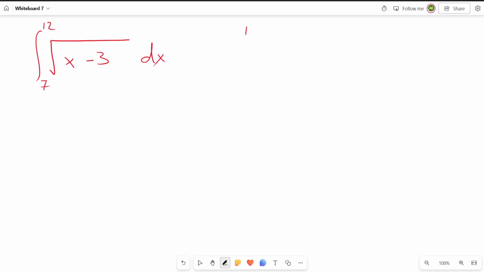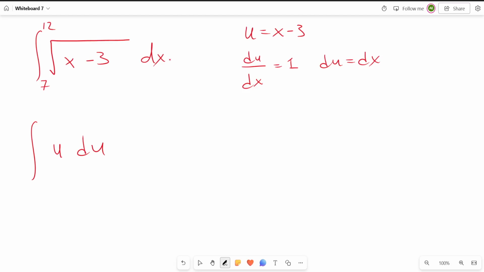Why? Because I can substitute u as x minus 3, and differentiating this expression, du by dx is going to equal, differentiation of minus 3 is 0, differentiation of x is 1. So that makes du equal to dx, and now I can substitute everything. So I can rewrite this as integration of u du instead of dx.